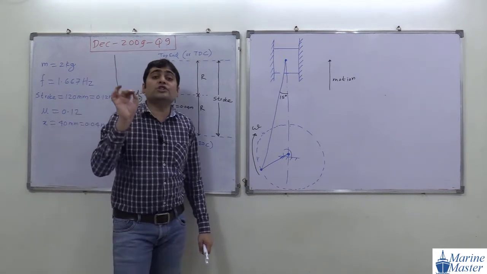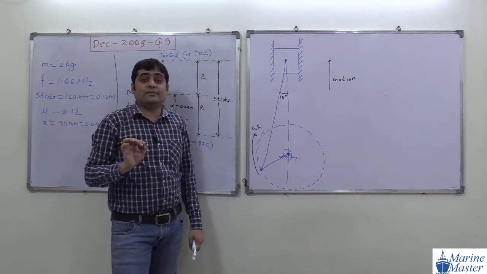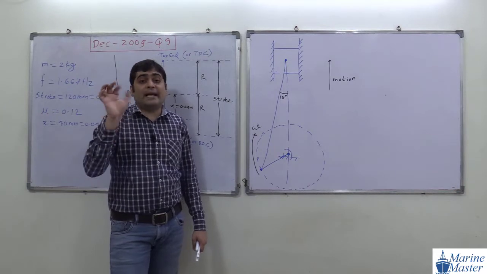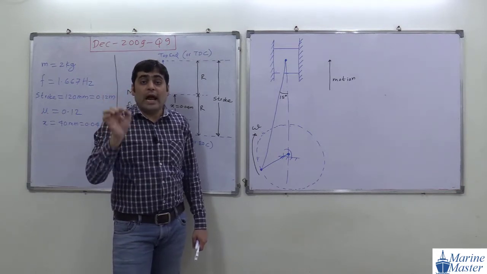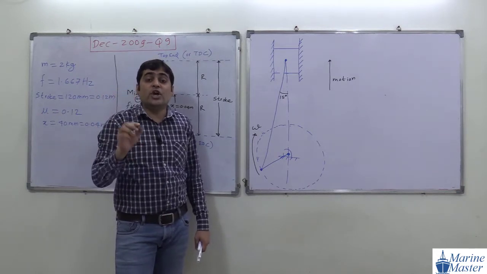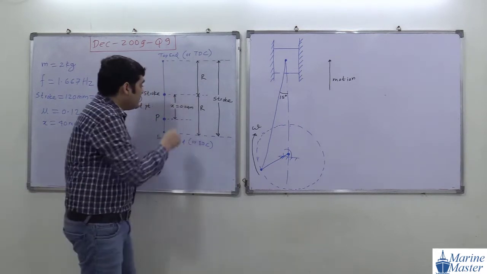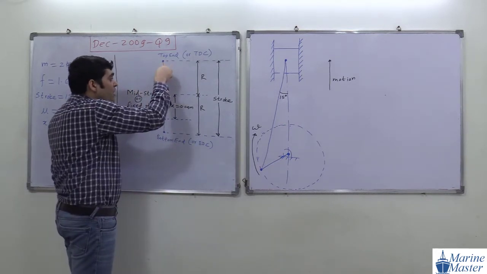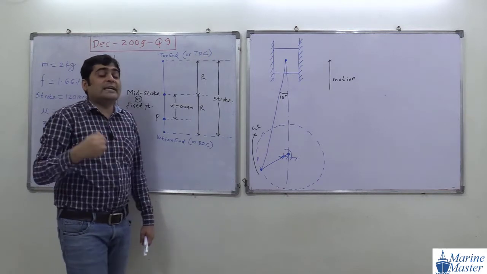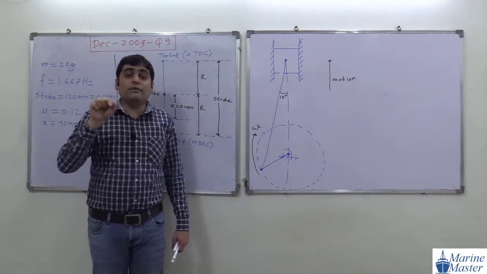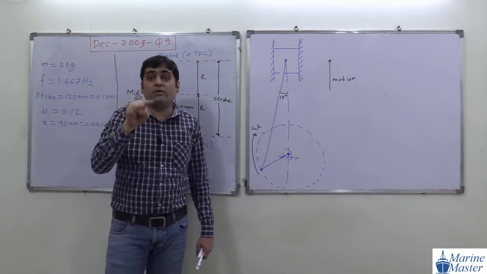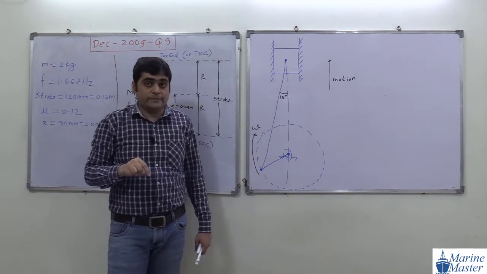But during calculation of forces, we need an acceleration. We need the direction of acceleration in Newton's second law of motion. And to get the direction of acceleration, we should know the exact position, whether it is below the midpoint or above the midpoint, because we know the direction of acceleration is always towards the fixed point, or mid stroke.